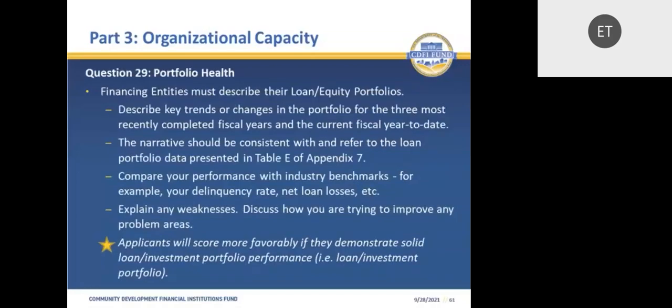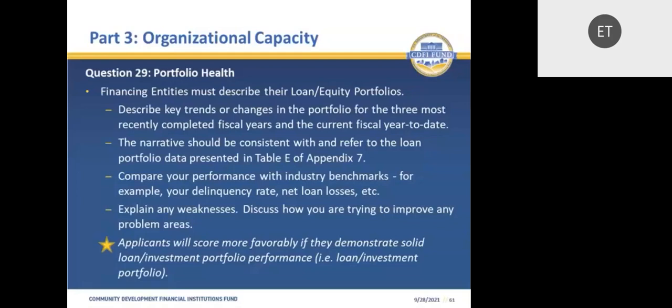So, looking also at your portfolio health. Financing entities must describe their loan or equity portfolios. Tell us about key trends or changes in the portfolio for the 3 most recently completed fiscal years and the current fiscal year to date. Your narrative should be consistent with and refer to the loan portfolio data that's presented in Table E of Appendix 7. Make sure there's consistency there.